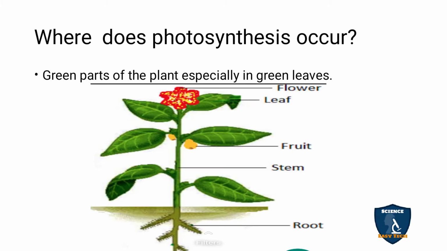So where does photosynthesis occur? The main thing is the green part, the chloroplast. In the chloroplast, the chlorophyll pigment gives the green color, and that is seen in the leaf portion, the green portion. You can see the leaf portion is green, and even the younger parts of the stem are also green. So the green parts and the leaf of the plant can perform photosynthesis.